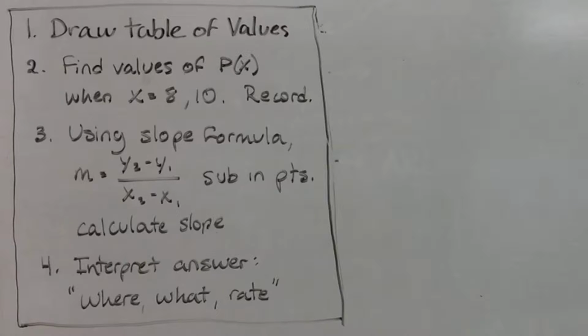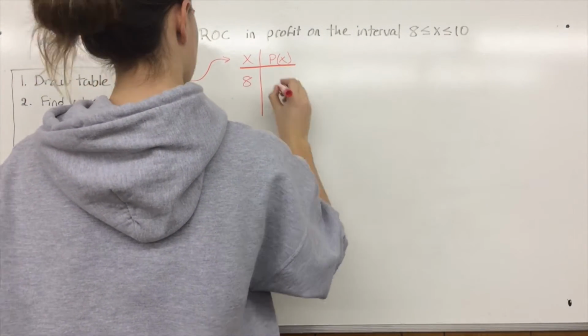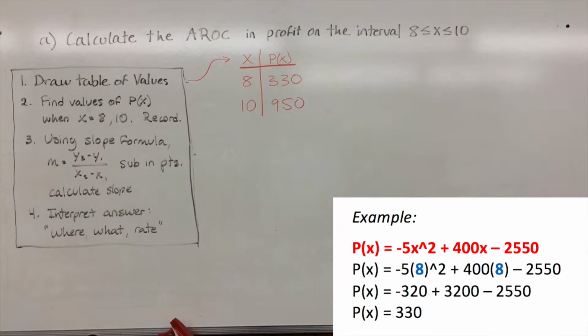Number 4. Write an interpretation of your answer by determining where the profit is changing, how the profit is changing, or what's happening to the profit, and the rate that it's changing at. Remember, to find the values of p at x when x equals a certain number, all you have to do is sub in that number for x into the quadratic equation given at the beginning of the question.